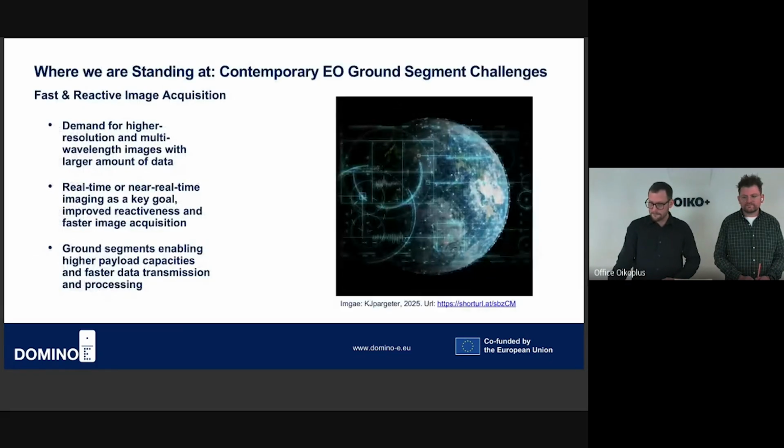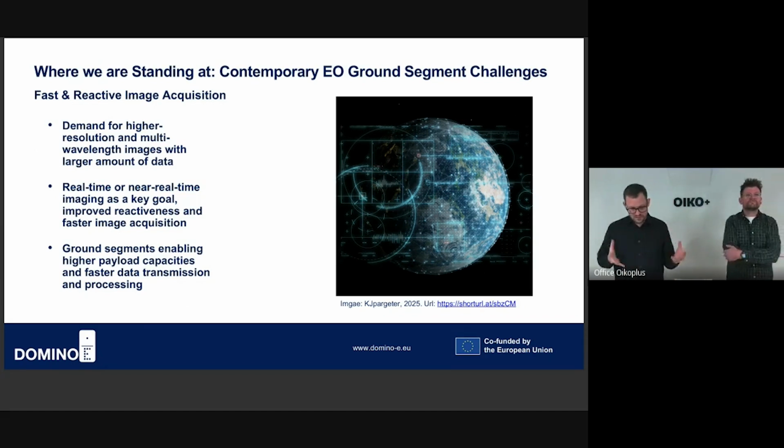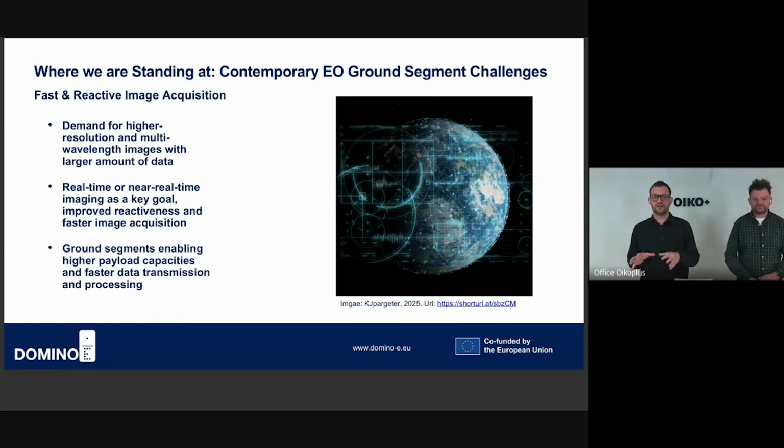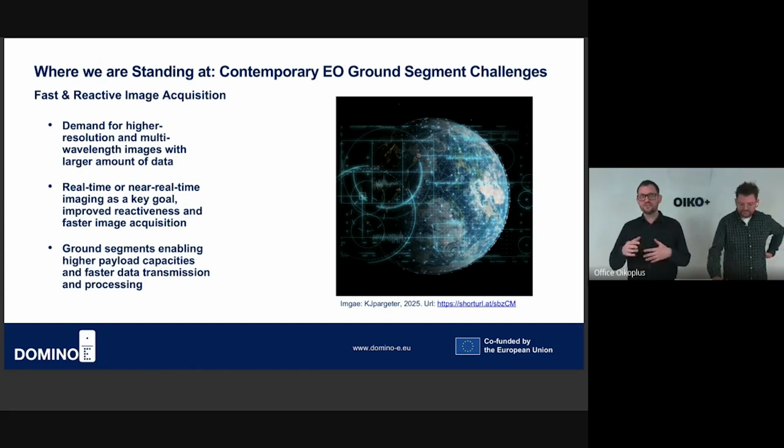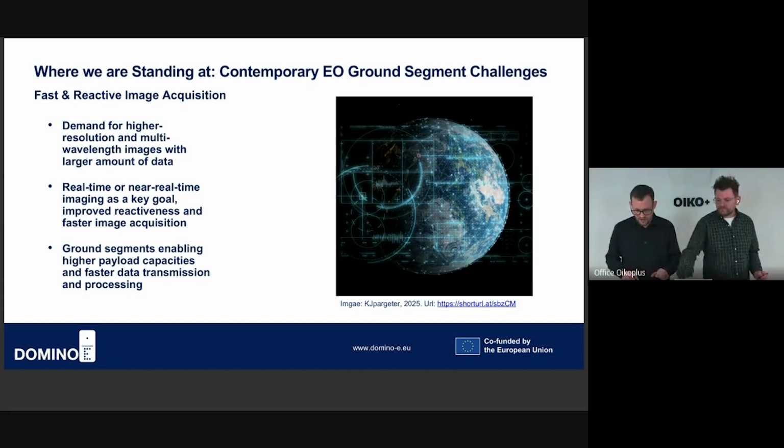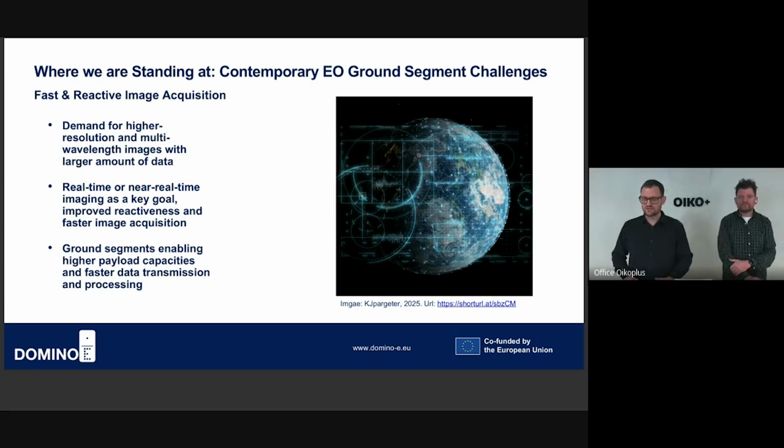So, while today Earth observation systems, including both satellite constellations but also ground segments, are more capable than their historical counterparts, this evolution over ever new generations has also pushed us to the limits.